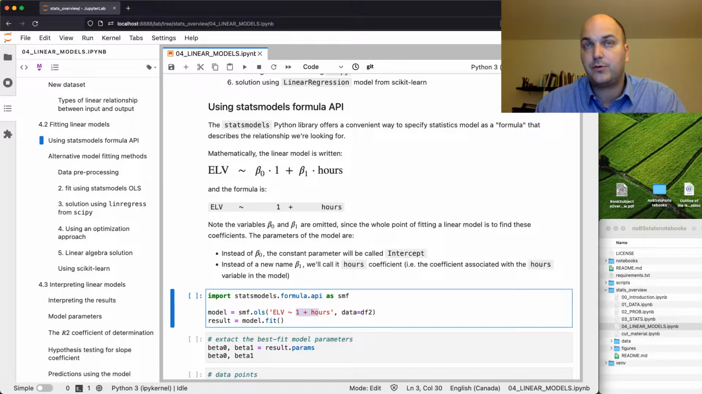It's not exactly like the math formula because the betas are implicit. We don't need to give them a name, beta 0 and beta 1. The model knows that implicitly behind the constant 1 there is some coefficient, and behind the hours there's another coefficient, as you will see in a second. So this is everything we needed to do: use the variable names.